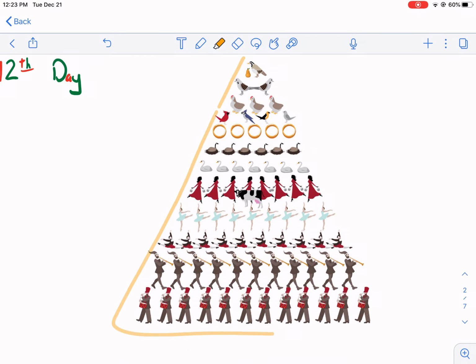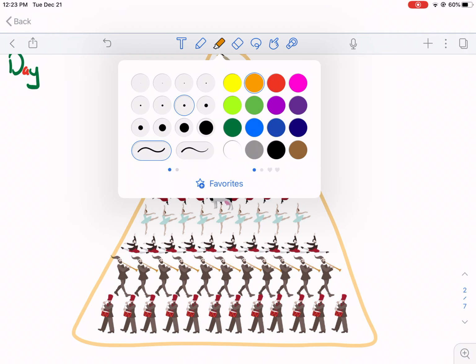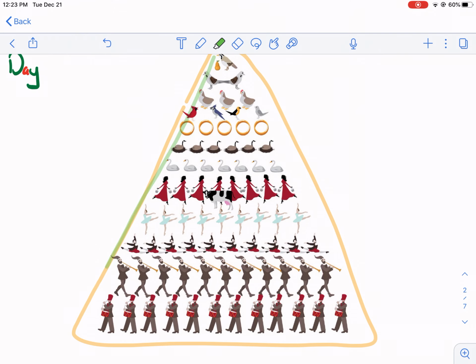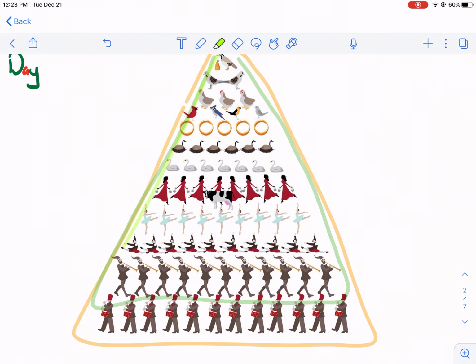So on the 12th day, you get all of these things, okay? 12th day, that's just the 12th day though. On the 11th day, we have a different triangle here. We have all of these things, okay? The 11 pipers all the way up. So if you continue this pattern, adding up all these different days, it ends up being a lot of gifts.